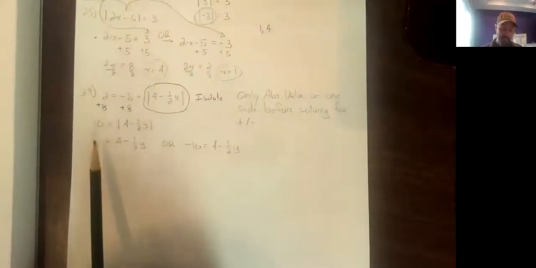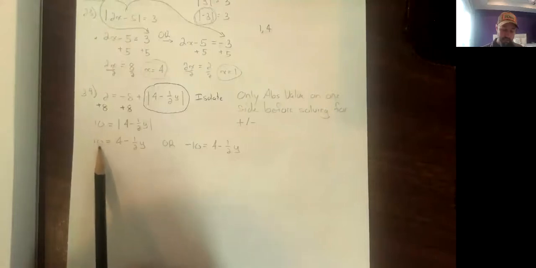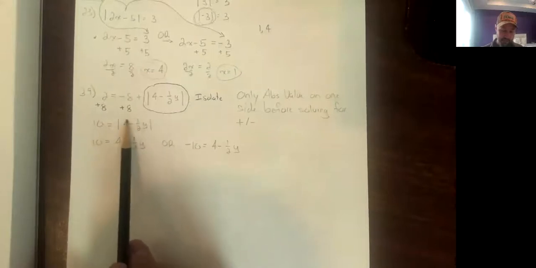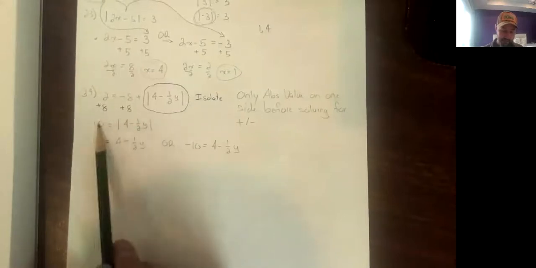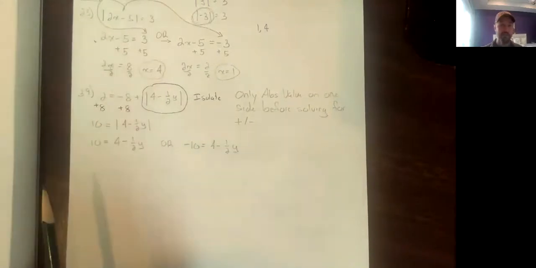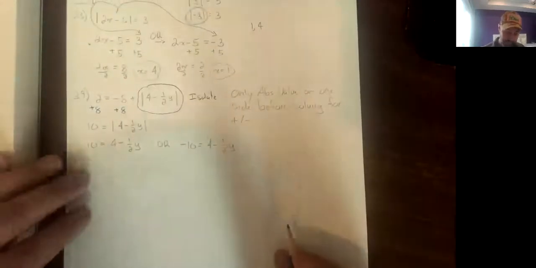I'm going to say, or negative 10 equals 4 minus 1/2 y. Remember, the only value we're changing is the one away from the absolute value. So I know that the quantity inside here can equal 10, which makes sense, but it can also equal negative 10, because if this quantity were negative 10, the absolute value of it would be 10. That's why we do this.